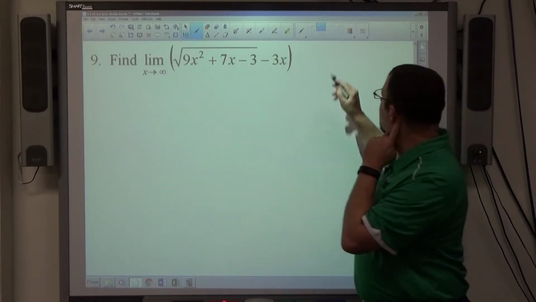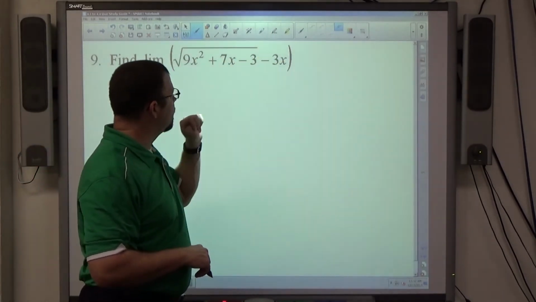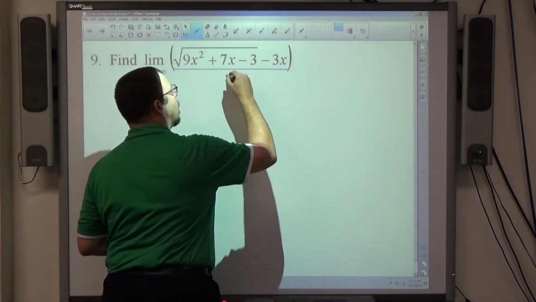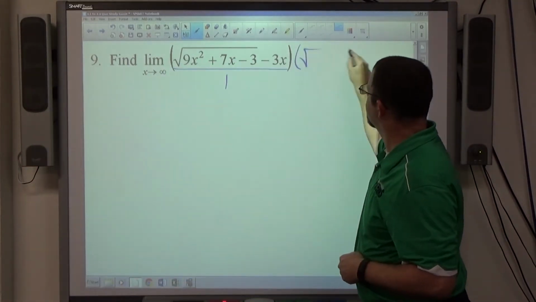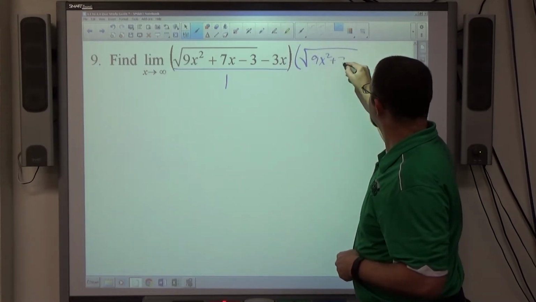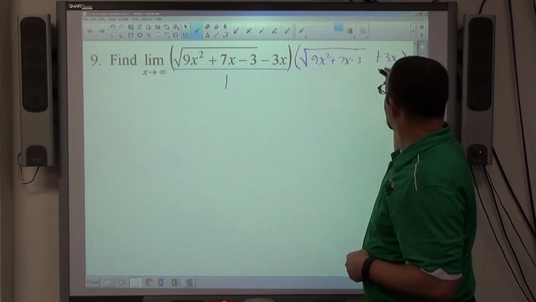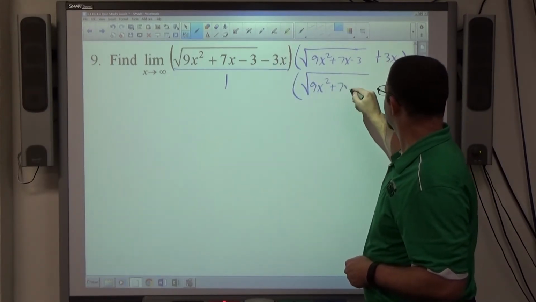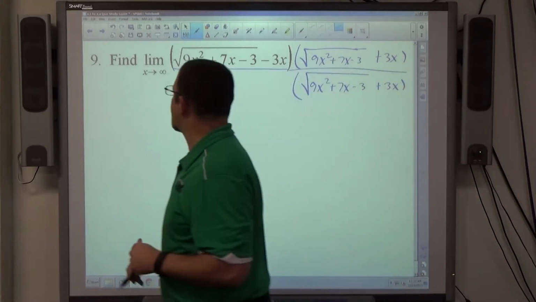Number 9, same deal, except in this case, if I put infinity in, I'm going to get infinity minus infinity, which I don't know what it equals. So what I want to do is make this into a rational structure. I'm going to multiply top and bottom by the conjugate of this. Same two objects, different sign in the middle. Top and bottom of the fraction multiplied by the exact same thing.